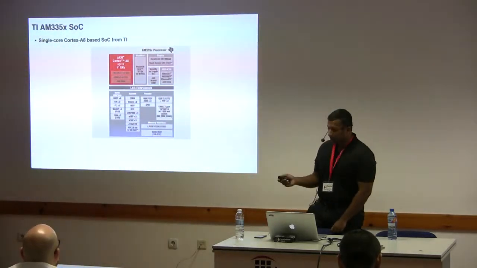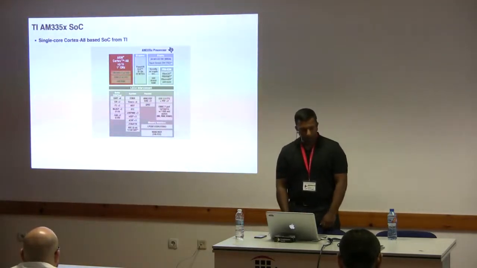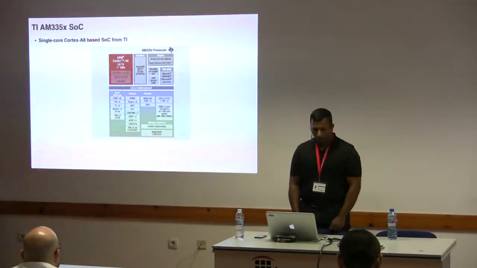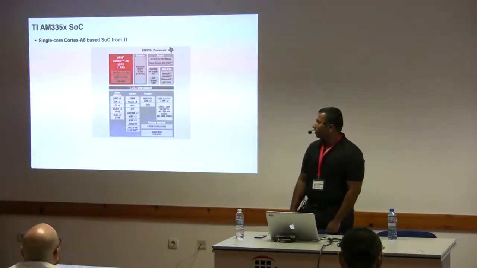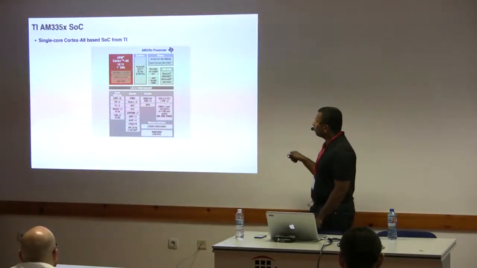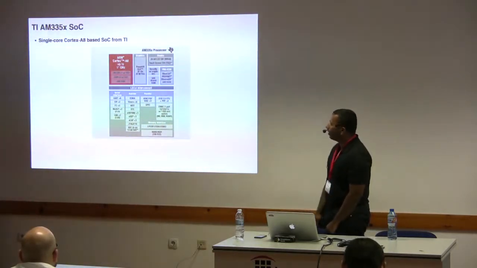So here's an example of an SoC. This is the AM335x that's in the BeagleBone Black over there. And as you'll see, the core is actually a fairly small portion of it. So that's the Cortex A8. That's what's in the BeagleBone Black.